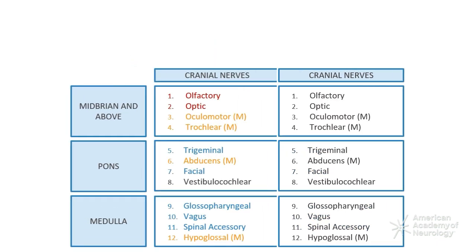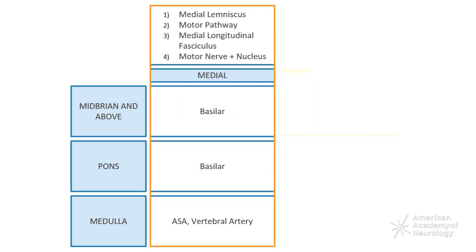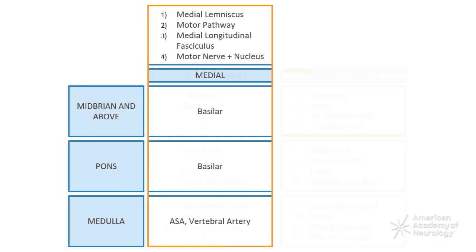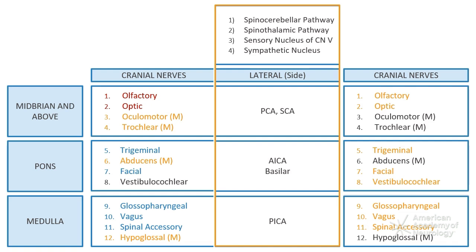Any medial brainstem syndrome affects the 4 M's and the respective motor cranial nerve. Any lateral brainstem syndrome affects the 4 S's and ipsilateral loss of the respective lateral cranial nerves, or the cranial nerves on the side.